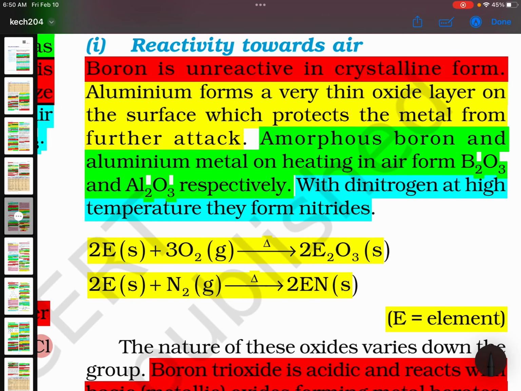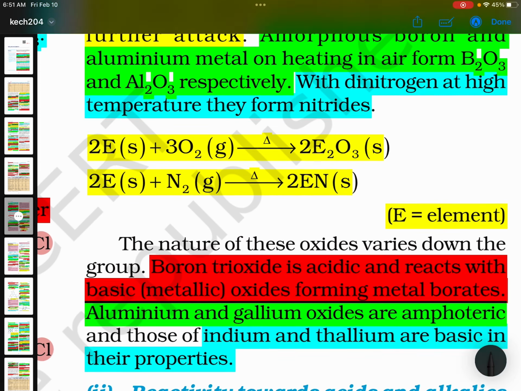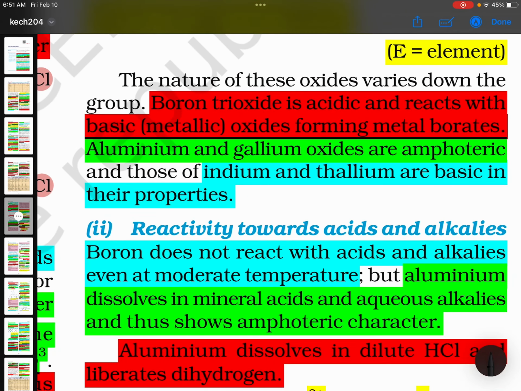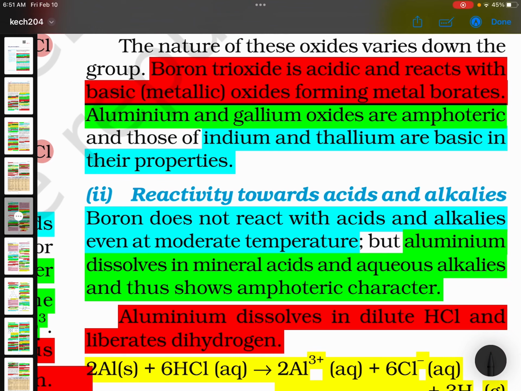Boron is unreactive in crystalline form. Very important. Aluminum forms a very thin oxide layer which protects it from regular reactions. Aluminum and gallium oxides are amphoteric. Indium and thallium oxides are basic in nature. Boron trioxide is acidic.